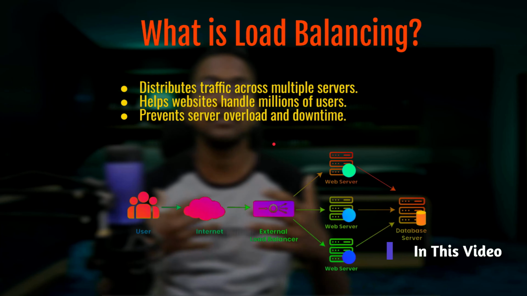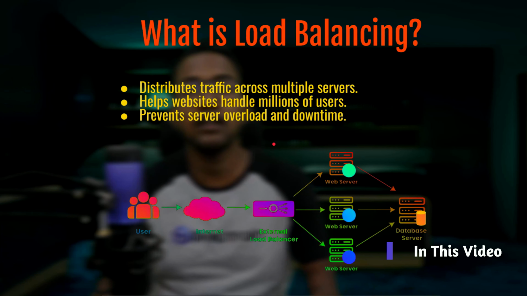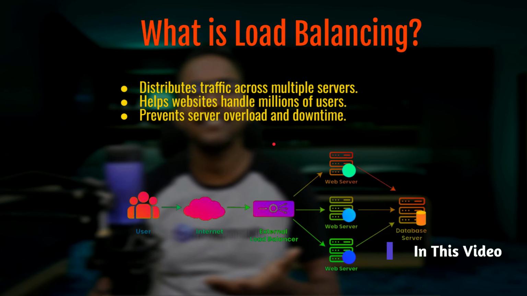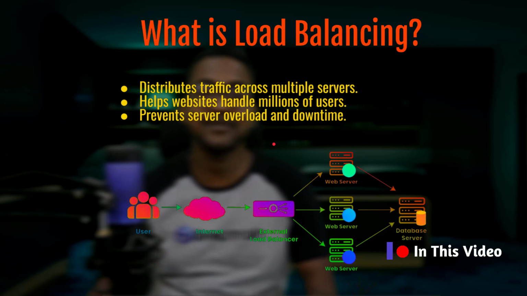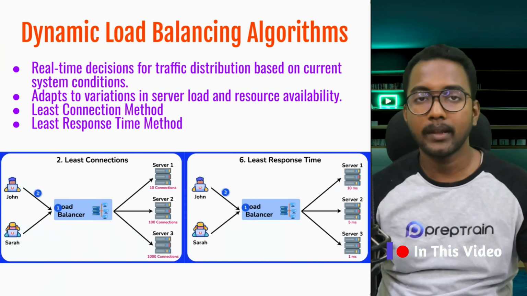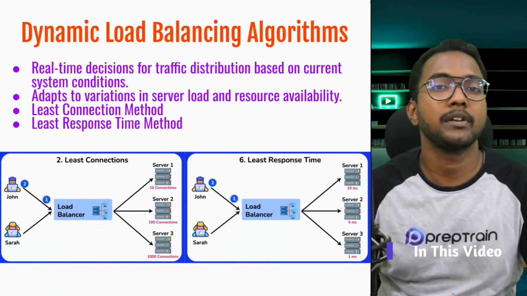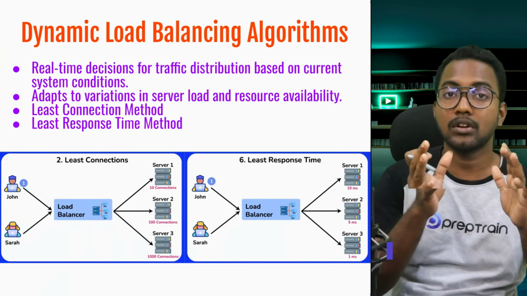When you visit a website, the request does not go straight to one server. Instead, a load balancer acts as an intermediary. It examines the traffic and intelligently decides where to send each request. So now let's move on to dynamic load balancing algorithms. These algorithms are more advanced because they make decisions in real time based on current system conditions.